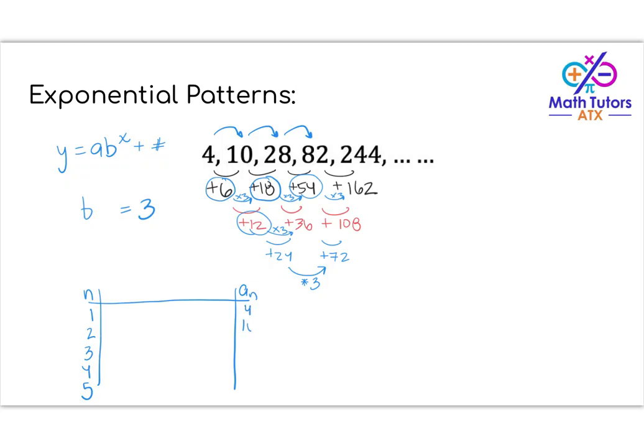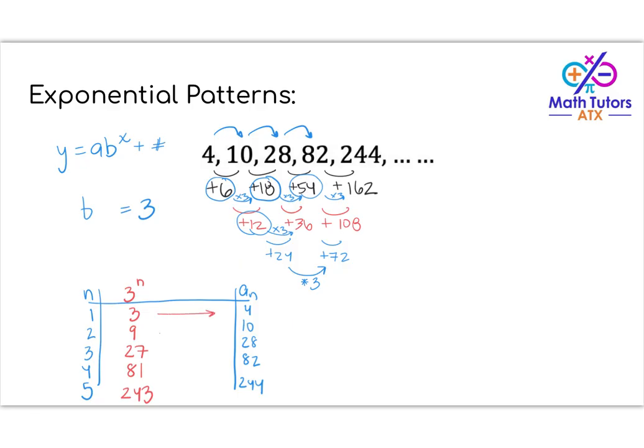And so 4, 10, 28, 82, and 244. So I'm going to do 3 to the n because I know my base is 3. So 3 to the n, so 3 to the 1 is 3. 3 squared is 9. 3 to the third is 27. 3 to the fourth is 81. And 3 to the fifth is 243. Oh, now you're seeing it, right?